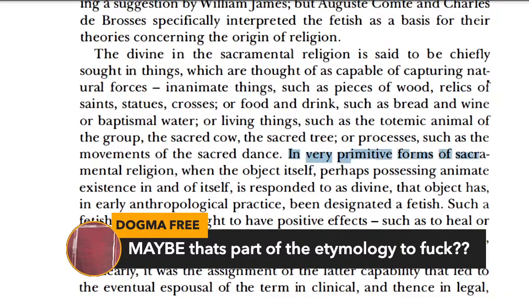In very primitive forms of sacramental religion, the object itself, perhaps possessing animate existence in and of itself, is responded to as divine, and that object has, in early anthropological practice, been designated a fetish. Such a fetish could be wrought to have positive effects, such as to heal or cure sickness, and even to induce erotic disposition, that is, to affect and alter natural social relations.